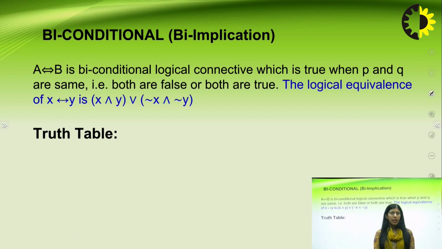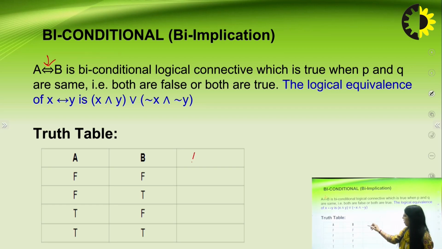Fifth one is biconditional. As we can see, this is the symbol for biconditional. It is a logical connective which is true when P and Q are the same. What does it mean? If both of the values of the propositions are either true or false, then in that particular case, this operation results in true. Otherwise, it is false.